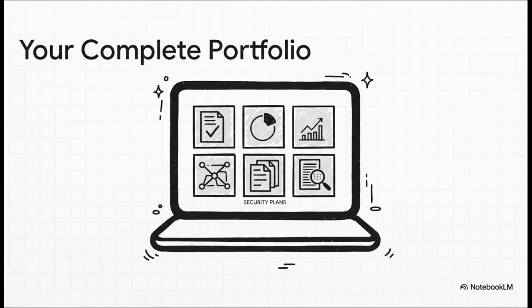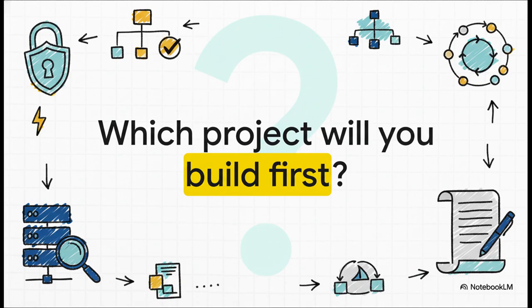And this is what that final portfolio looks like. You'd have your governance policies, your complete risk assessment, that clever compliance mapping worksheet, your mock audit report, and that whole suite of security plans. You can present the entire thing on a really clean, simple website using a tool like Notion. No coding needed, just your amazing work all laid out for everyone to see. So after seeing this entire blueprint and all the potential here, there's really only one question left to answer. Which one of these projects are you going to build first?